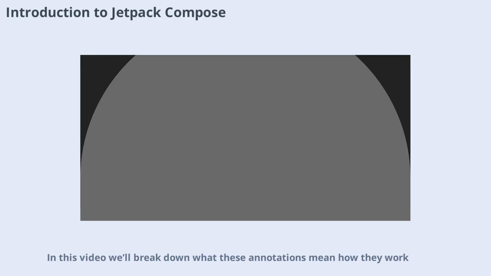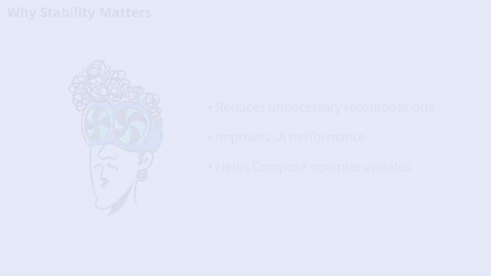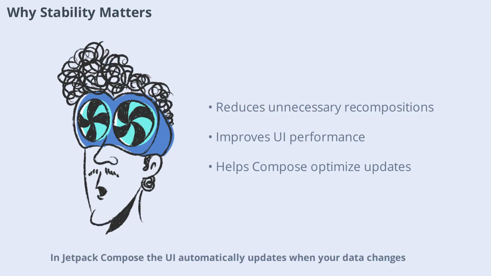In this video, we'll break down what these annotations mean, how they work, and why they matter for your Compose projects. Let's start by understanding the basics of Compose's recomposition process. In Jetpack Compose, the UI automatically updates when your data changes. This process is called recomposition. However, unnecessary recompositions can slow down your app. That's where stability comes in.